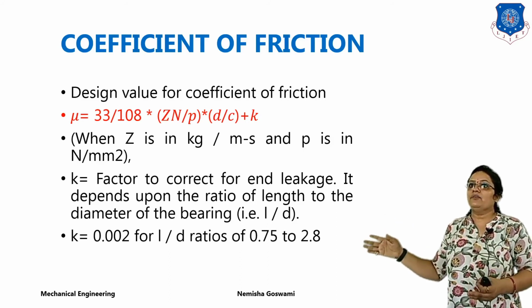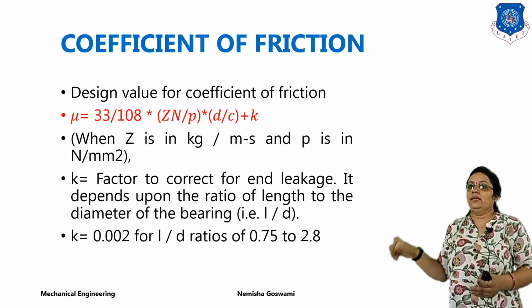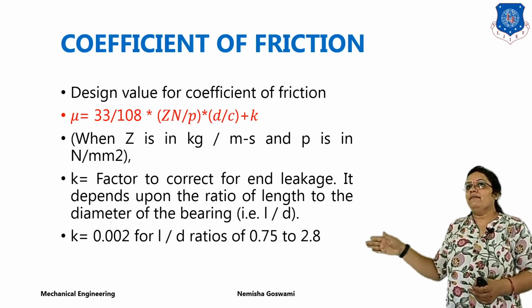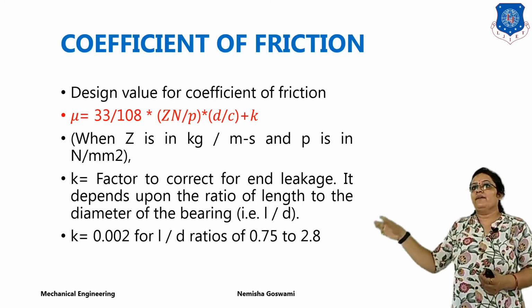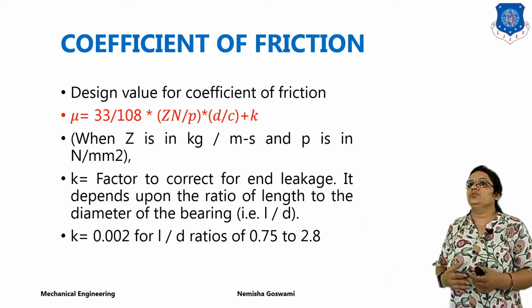Its value is taken as 0.002 for the L by D ratio. So here you can see the significance of the L by D ratio. The L by D ratio should range from 0.75 to 2.8. If the L by D ratio varies in this range, then you can directly take K equal to 0.002.